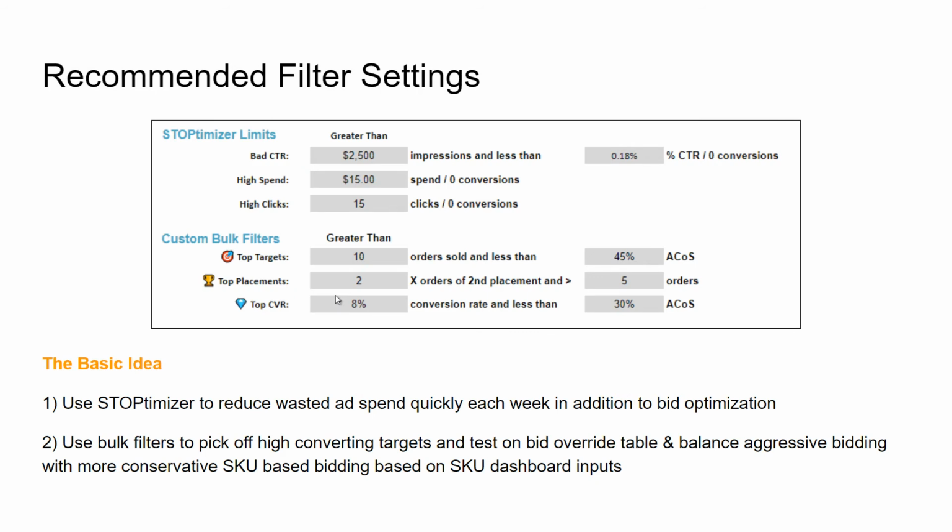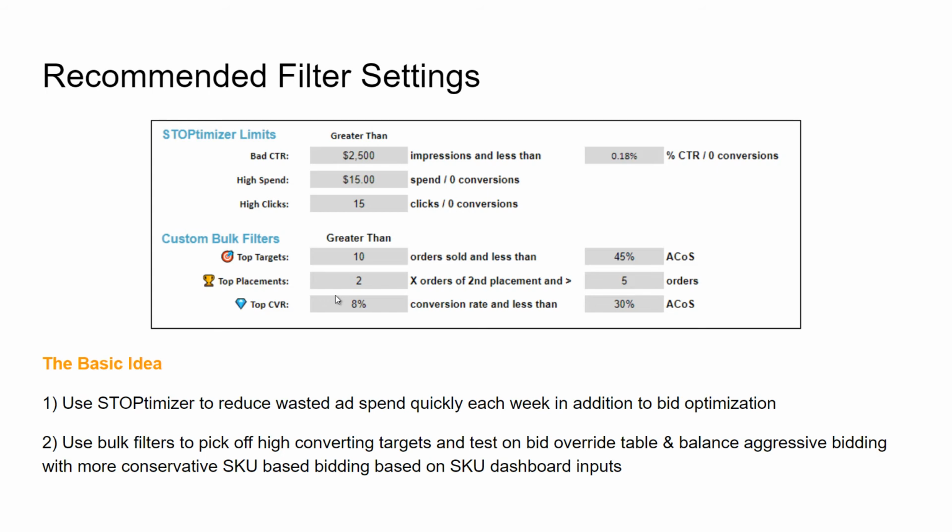Actually, after this slide. But one of the core concepts that we talked about in the third slide was reducing wasted ad spend and then migrating high-performing terms from your general bulk file and getting them onto the bid override table so you can test them and hopefully scale them up. These are some good core filter settings that if you start with these, I don't think you can go wrong. Just know that you can change them if you want to have your own range that you're looking at.